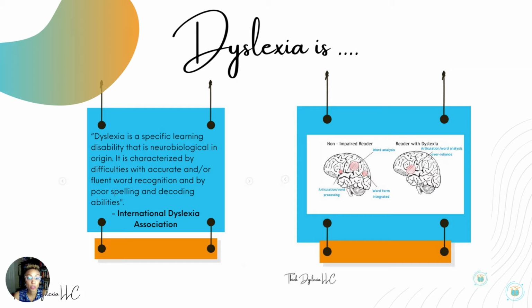This is really more so for the typical brain, where reading is not a challenge, versus on the right, a reader with dyslexia, who only has this one area: articulation, word analysis. If all three are not firing, it's going to be a lot more difficult to understand what to read, how to decode, and how to process that language. That is why a multisensory approach is so critical, and why structured literacy and the science of reading is really the best bet for kids with dyslexia.